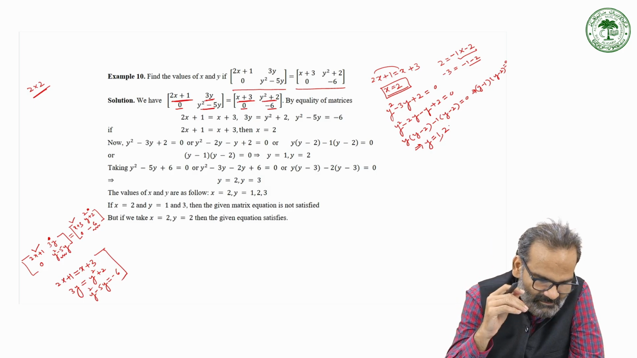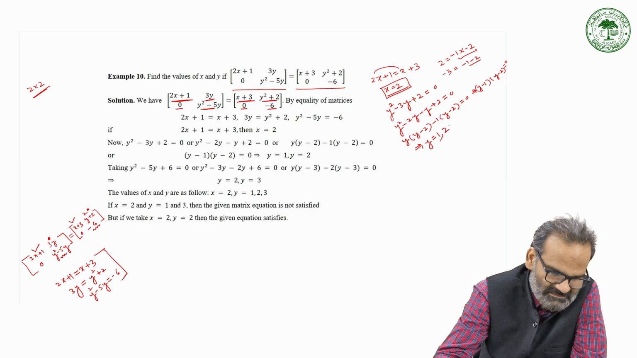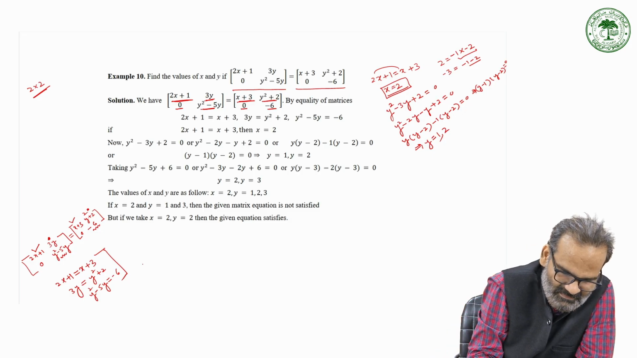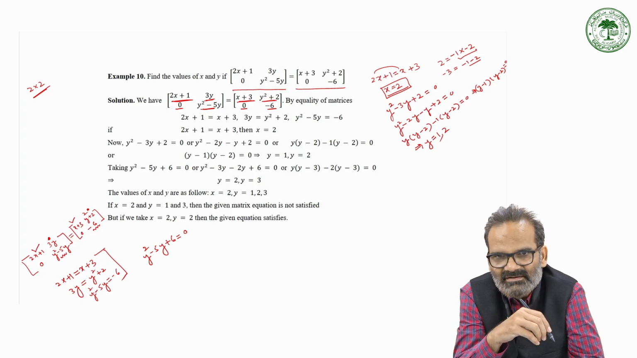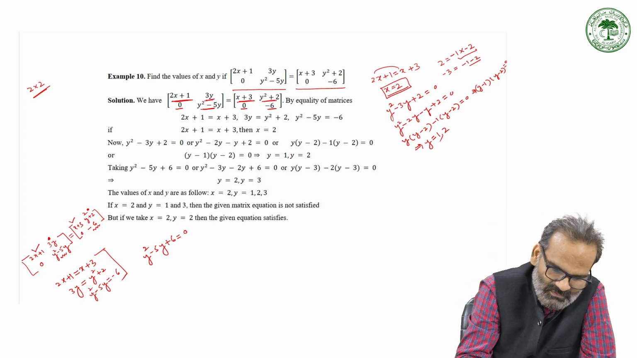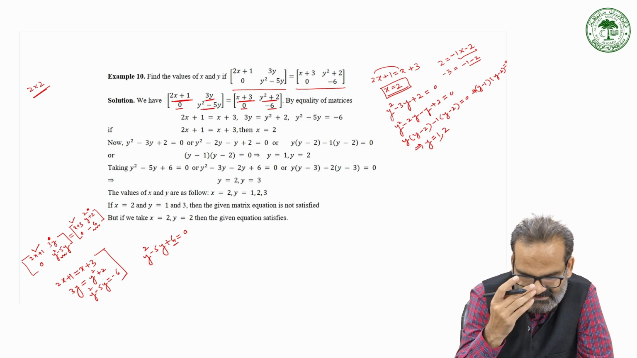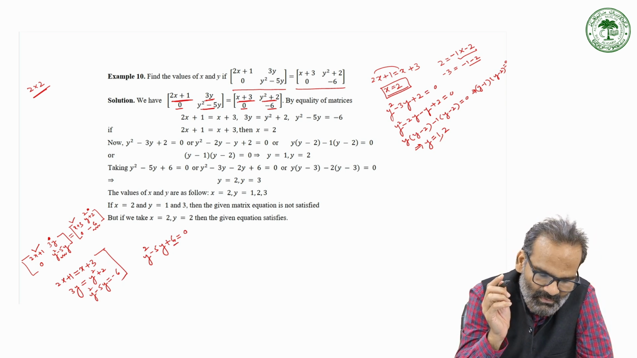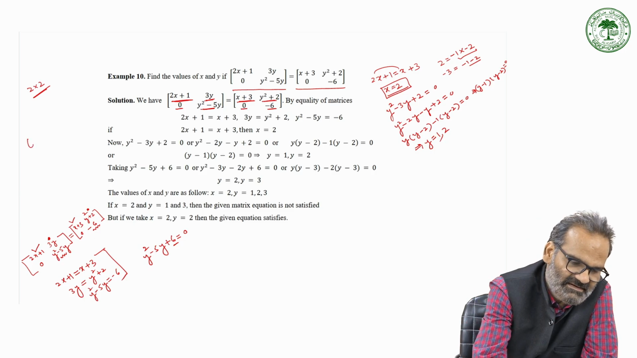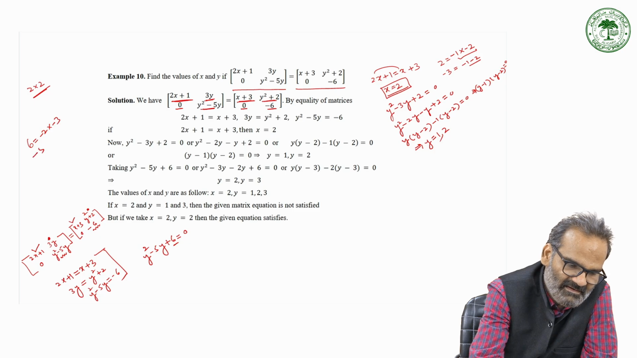This is equation number 2. Now take equation number 3. Equation number 3 is y square minus 5y plus 6 equals 0, because we transfer 6 from right to left, so we get plus 6 here. Again find the factors of 6 so that their sum is minus 5. See, 6 can be written as minus 2 into minus 3, and minus 2 minus 3 gives minus 5, right?